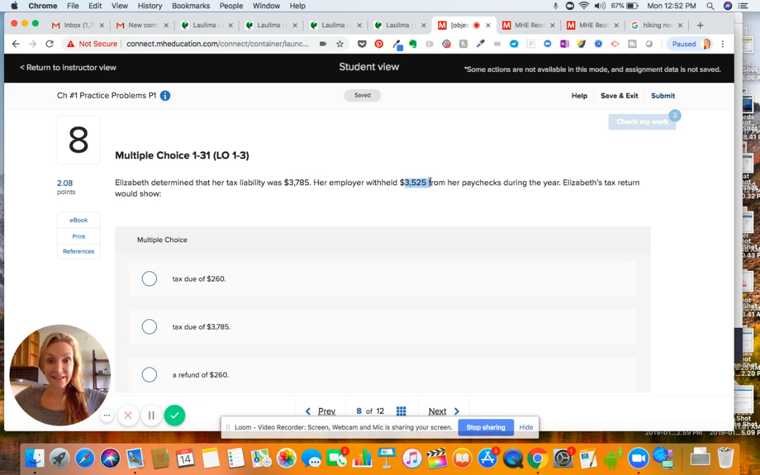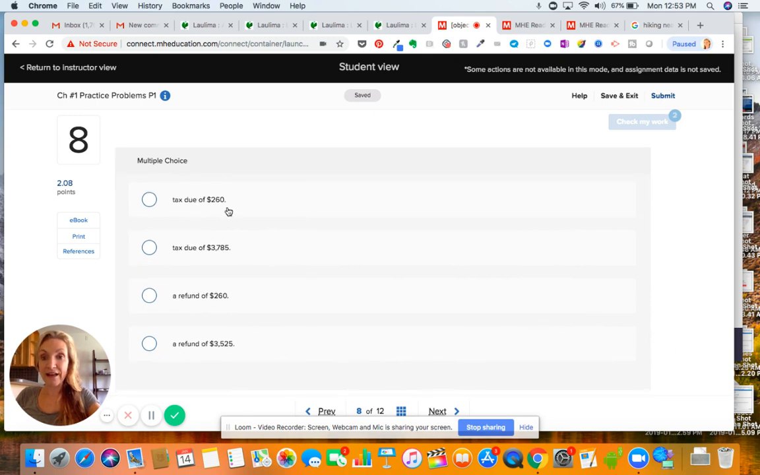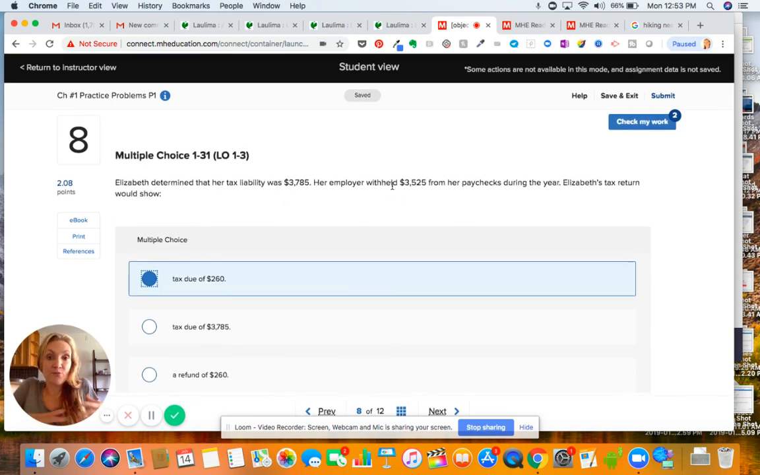Does she owe money? $3,785 is more than $3,525 that her employer withheld. Those were estimated payments. So she owes, right? She has a tax due of $260. If it had been switched, if her employer had withheld $3,785 and she had a tax liability of $3,525, then it would be a refund because she had more withheld from her paychecks than what was calculated on her return.